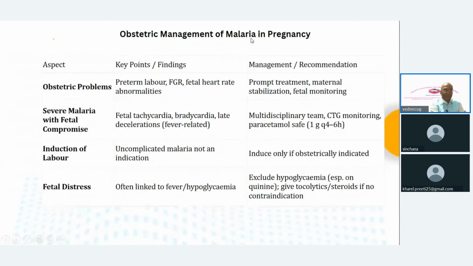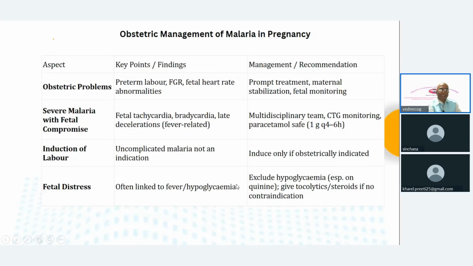So what is the obstetric management of malaria in pregnancy? Obstetric problems will be preterm labor, FGR, fetal heart rate abnormalities. So prompt treatment, maternal stabilization, and fetal monitoring are required. Severe malaria with fetal compromise, there is fetal tachycardia, bradycardia, late decelerations. So the multidisciplinary team will take a call on CTG monitoring, and paracetamol is safe during pregnancy. Per se, induction of labor is not required. So uncomplicated malaria is not an indication for induction of labor. Induce only if there is an obstetric indication.